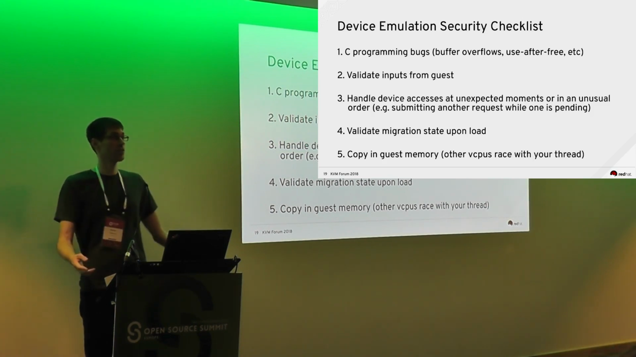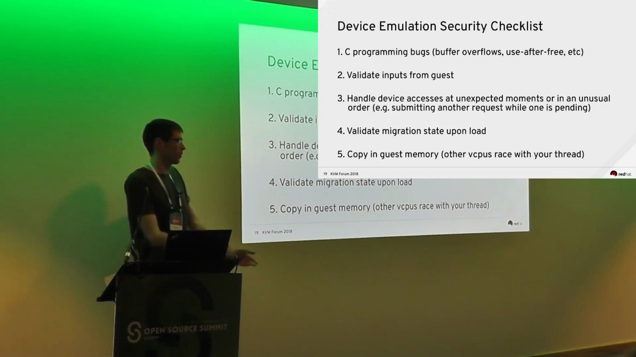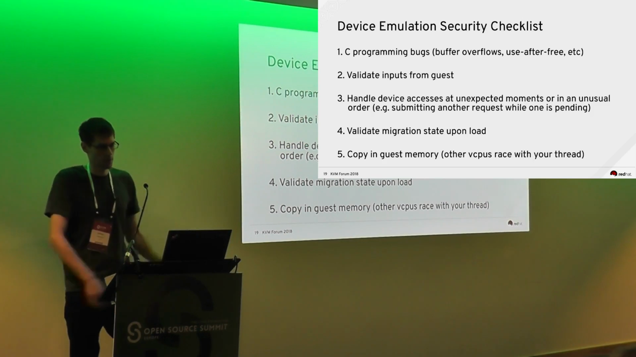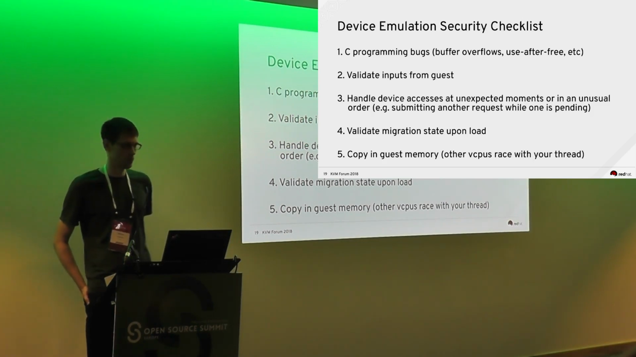This one is really hard to find with source code analysis tools like static scanners, because they're mainly looking for C bugs. You're not going to spot this. So this is where human reviewers and auditing is very important.